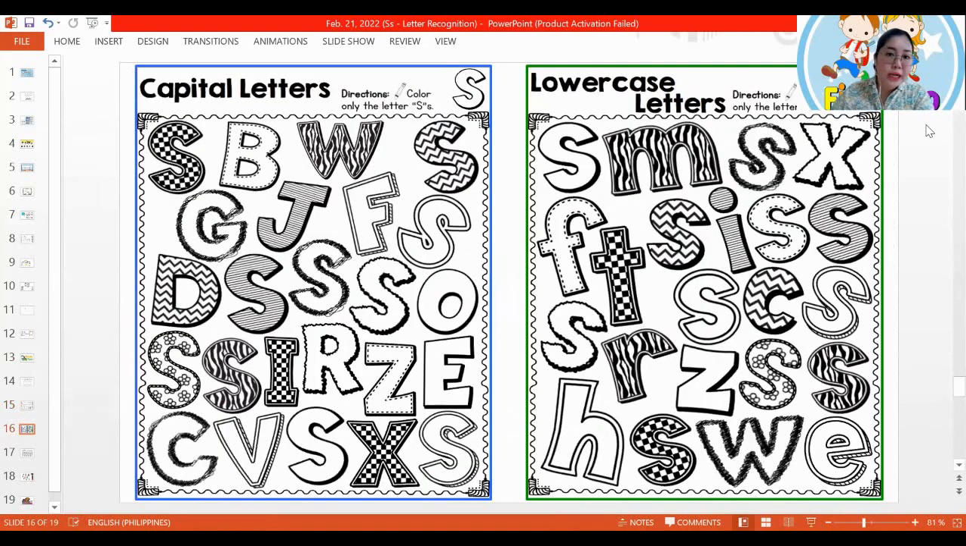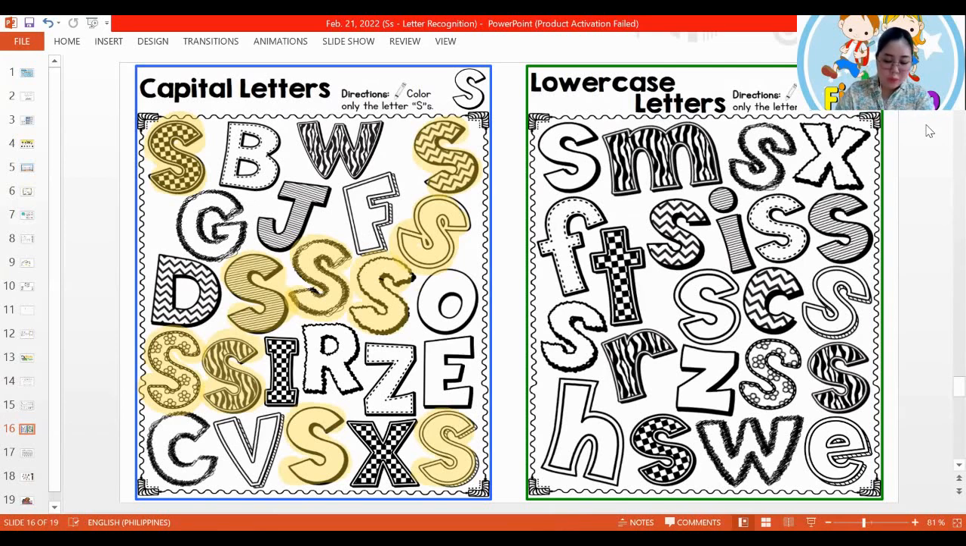So we have our capital and lowercase letter s. So let's start by looking for our capital letter S. I will be using my yellow marker, my yellow dabber. So don't forget to trace your name first and let's work together. 1, 2, 3, 4, 5, 6, 7, 8, 9, and 10. We found 10 capital letter S. You found 10 also? Very good.